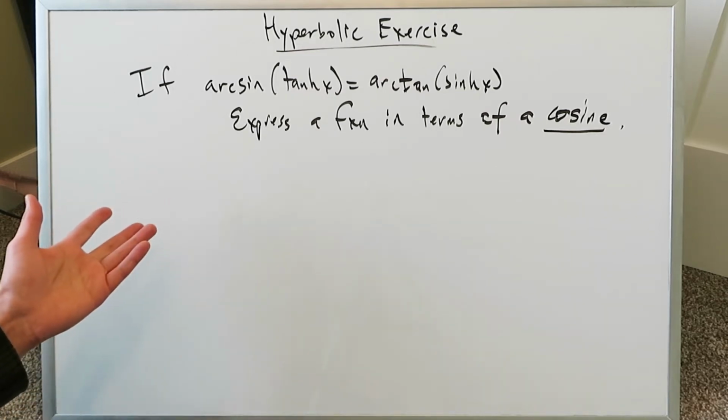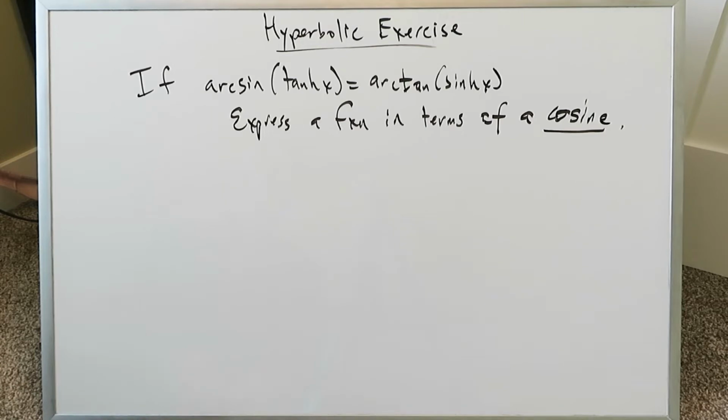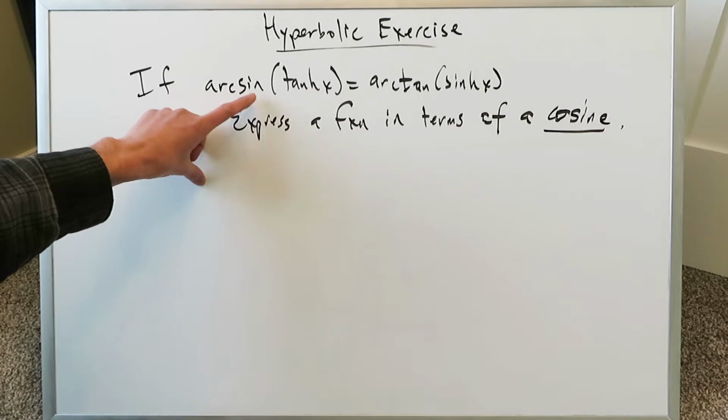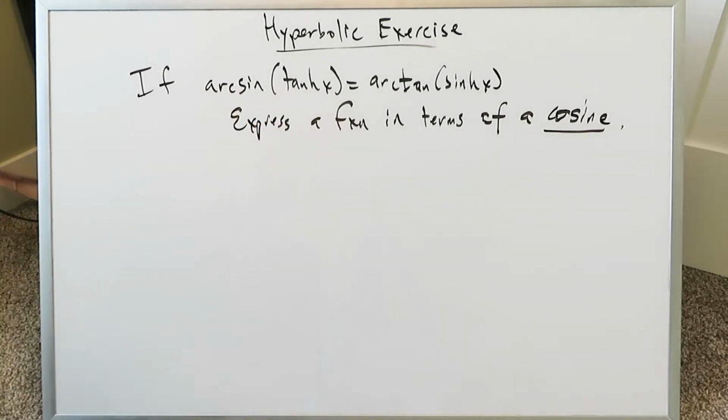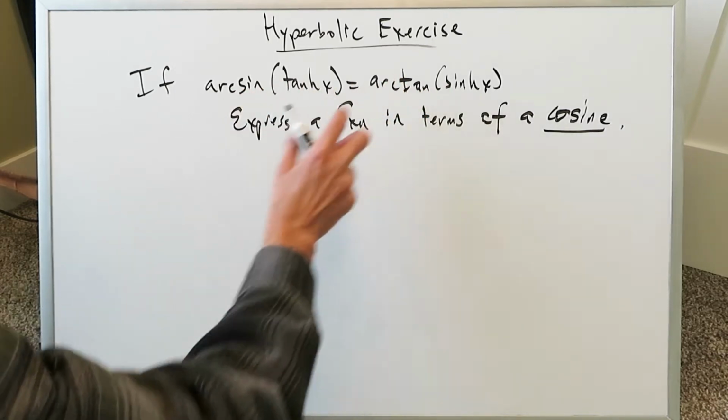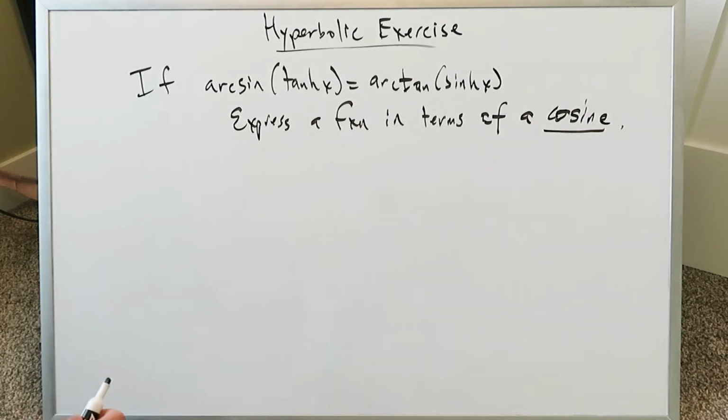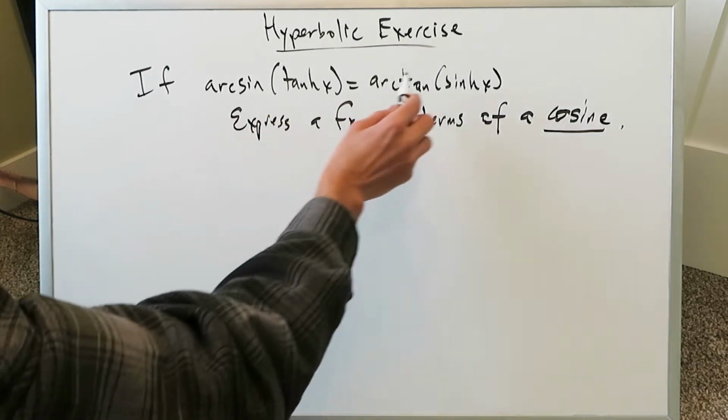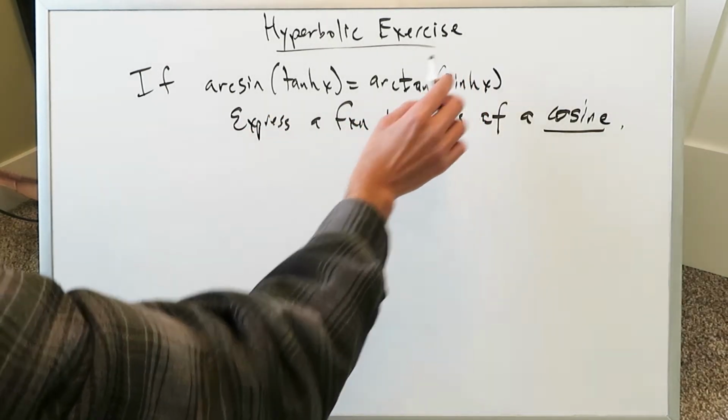We're looking at an interesting hyperbolic exercise. We have a certain expression here: arc sine, or inverse sine, hyperbolic tan x is equal to inverse tan hyperbolic sine x. An interesting fact is that this literally is equal to that. If you were to graph them, they are indeed the same functions. They're just two different functions which apparently are the same.